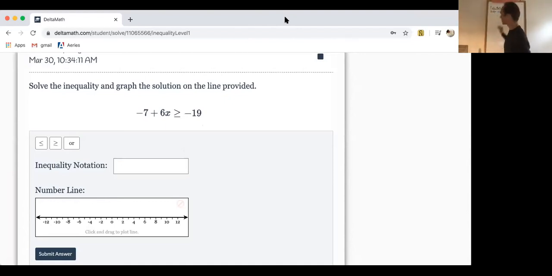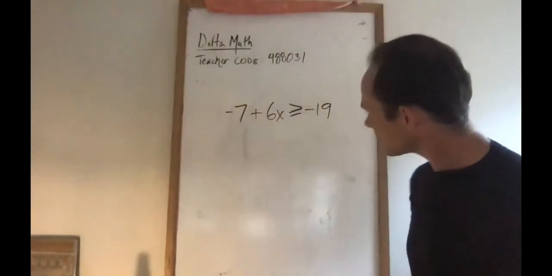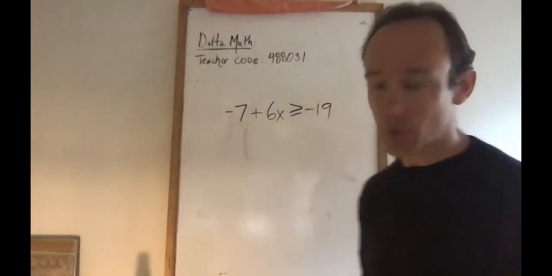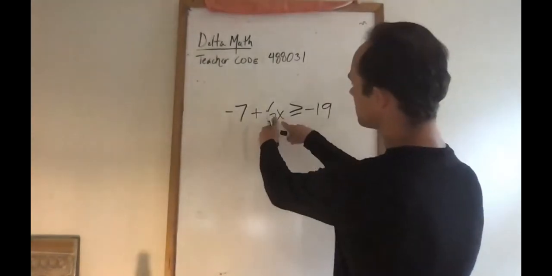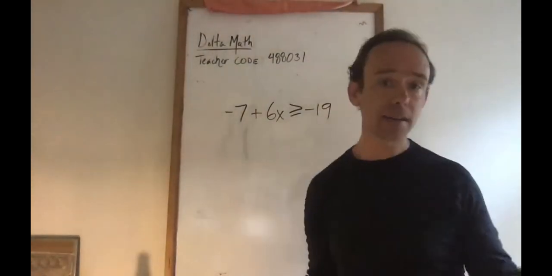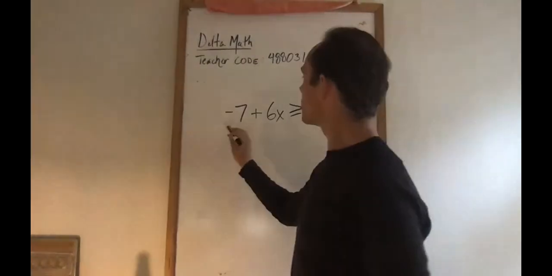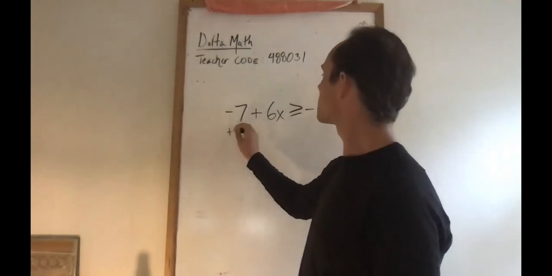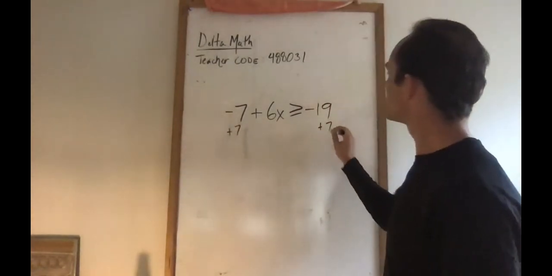What we got here? -7 plus 6x is greater than or equal to -19. All right, let's go get this thing. So we want to isolate x in this case, just like we do pretty much anytime we're solving equations. So I'm multiplying it by 6, and then I'm going to add -7. So what I need to do is take away the -7. So I'm going to take away a negative by adding, right? Because I got to take away -7. So I'm going to add 7 to both sides.